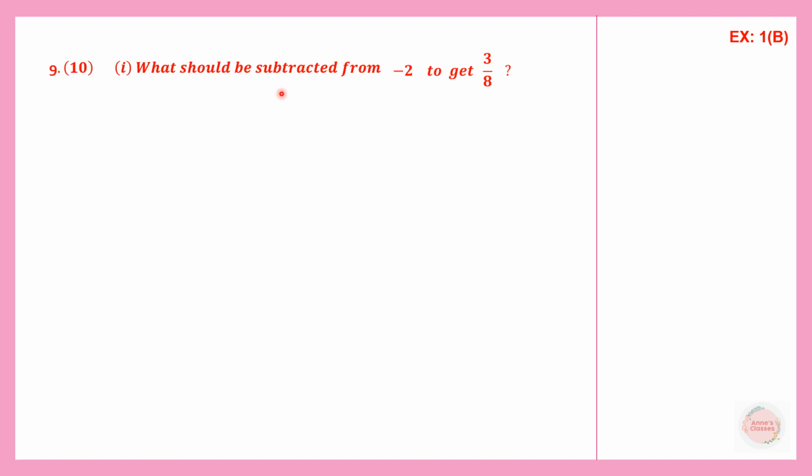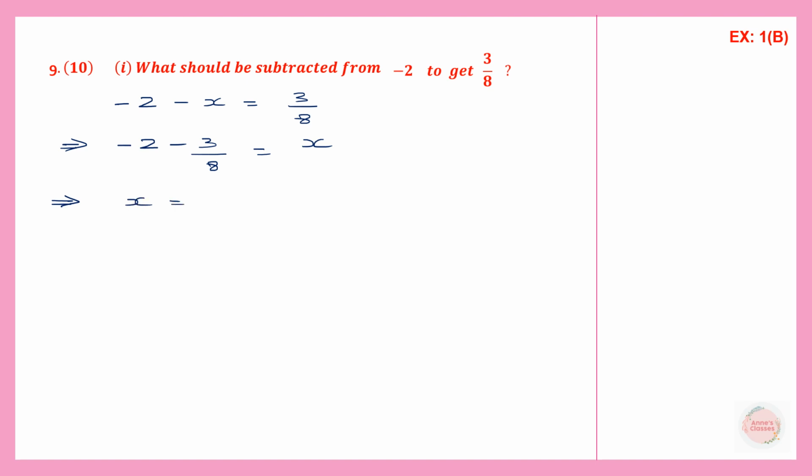Question 9. What should be subtracted from minus 2 to get 3 by 8? A similar question. That means minus 2 should be written first. What should I subtract from this to get 3 by 8? So just like we did for the previous one, we're going to leave minus 2 here. We're going to carry 3 by 8 from this side to the left side. So it becomes minus 3 by 8. And we're going to move x to the other side. So it becomes plus. Okay, so now I'm just going to interchange the sides only.